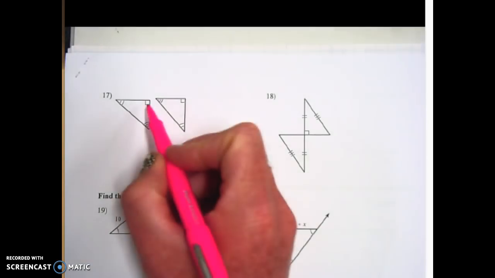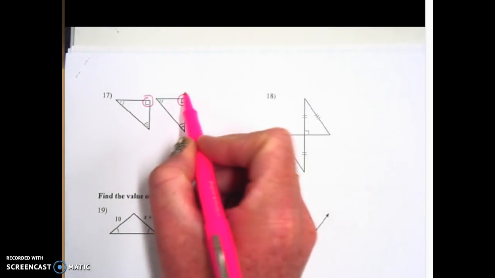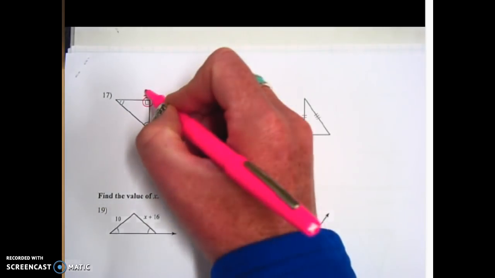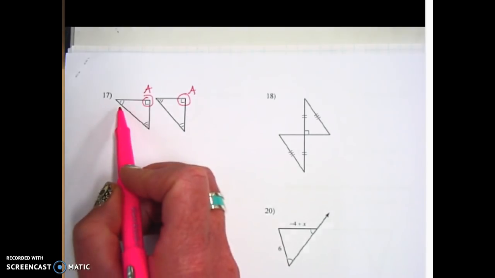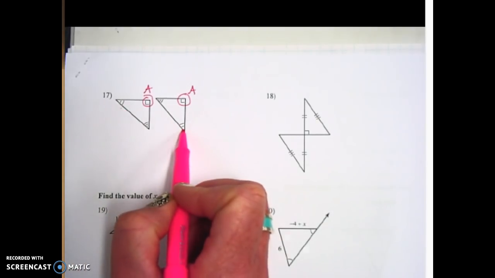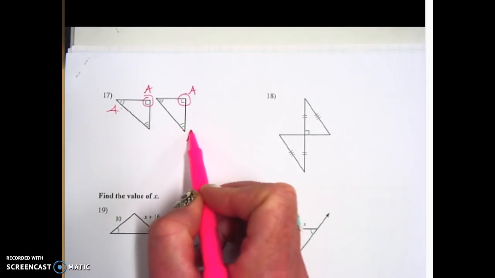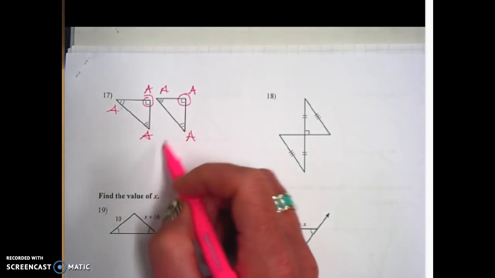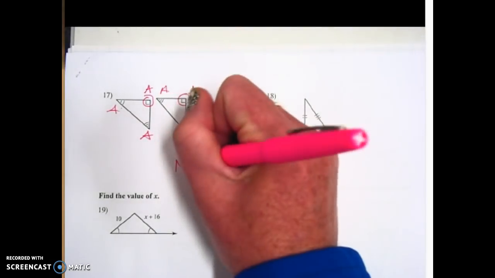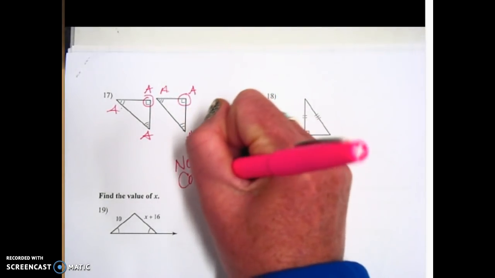All right, so I'm seeing a box on this one and a little box on this one. That means they're both 90 degrees, so we've got an angle and an angle. Over here I've got an angle, and over here I've got an angle. And angle and angle. So are triangles congruent by angle, angle, angle? No, they are not. So you say not congruent.